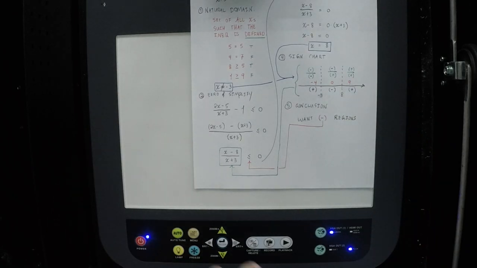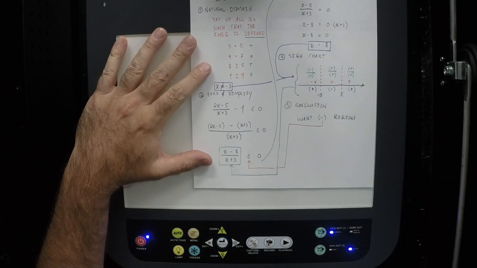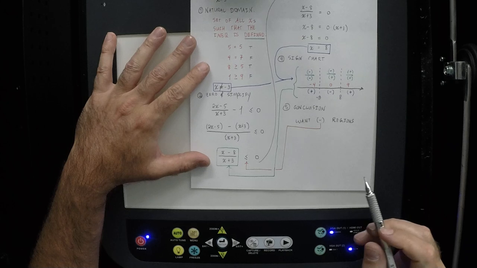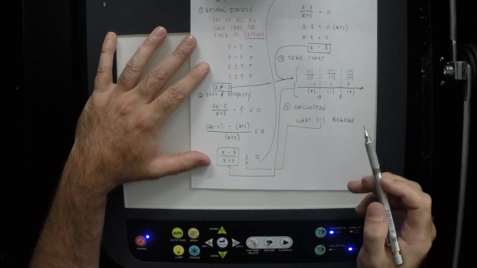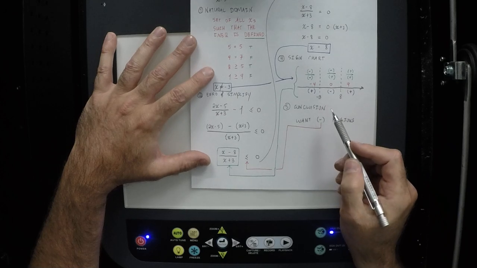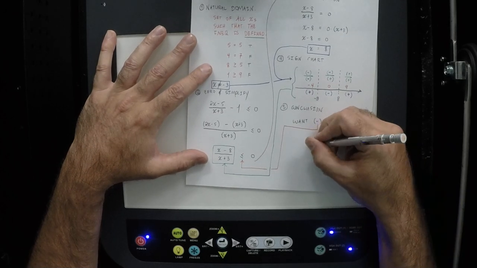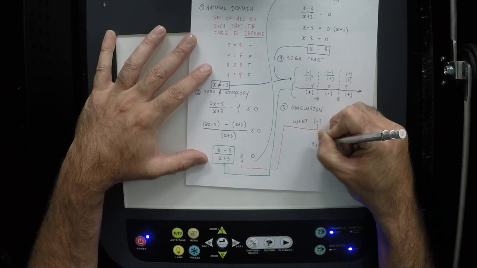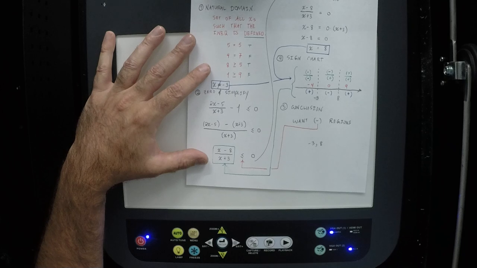So, what's the answer then? In interval notation. Not negative infinity. Negative 3 to 8. Right? But then there's a further question, because there are four intervals which go from negative 3 to 8, depending on whether or not you include negative 3 and whether or not you include 8.